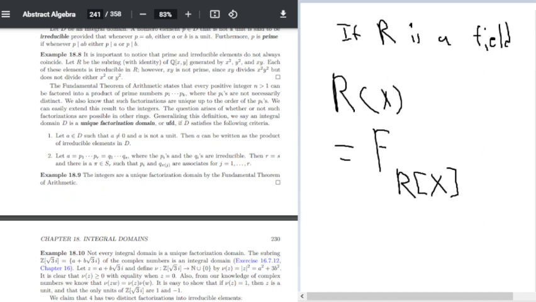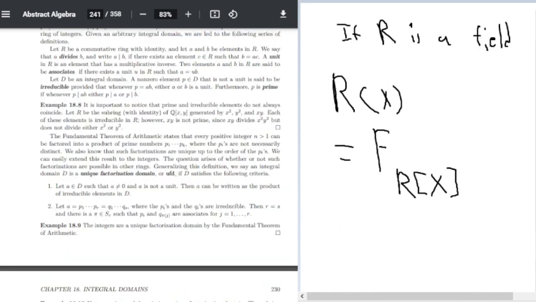Example 18.8. It is important to notice that prime and irreducible elements do not always coincide. Let R be the subring with identity of Q[x,y] generated by x squared, y squared, and xy. Each of these elements is irreducible in R. However, xy is not prime, since xy divides x squared times y squared, but does not divide either x squared or y squared.